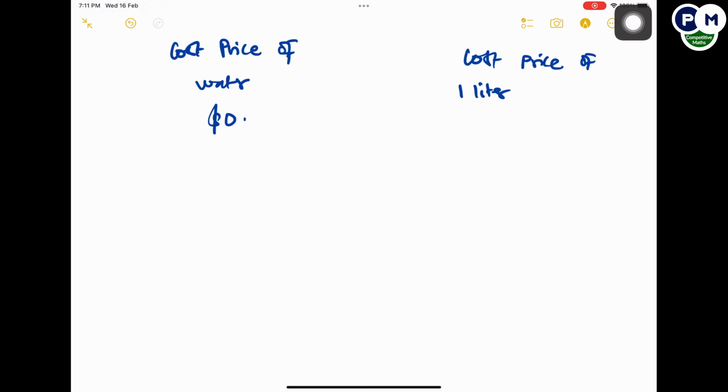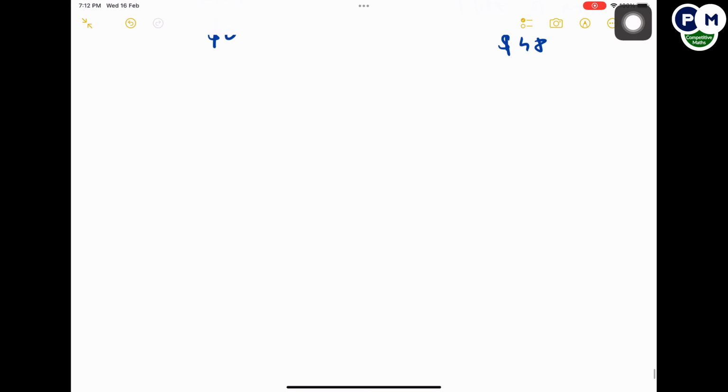In what ratio water must be mixed with milk costing $48 per liter to get a mixture worth $32 per liter? Here is an answer with explanation.